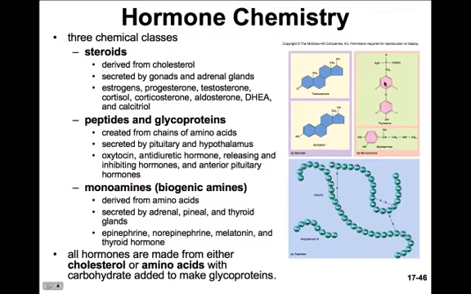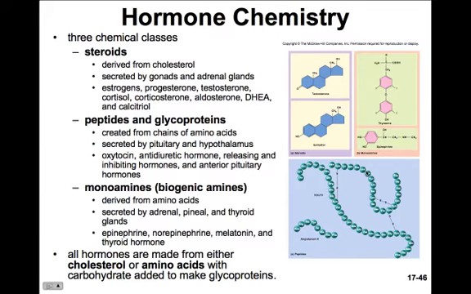The monoamines are derived from amino acids, so they're also relatively small. They're secreted by the adrenal glands, the pineal, and the thyroid glands. They include epinephrine, norepinephrine, melatonin, and thyroid hormone.